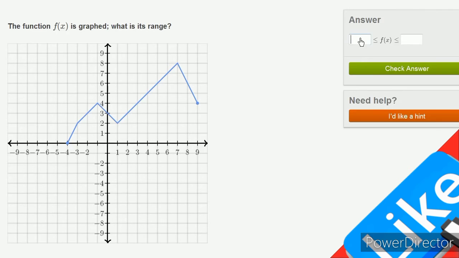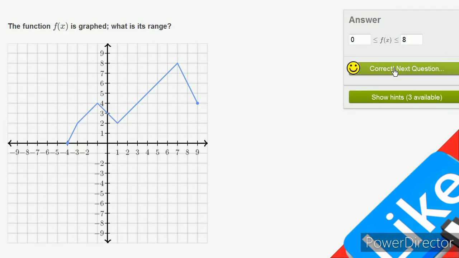So 0 is less than or equal to f of x. It does equal 0 right over here. F of negative 4 is 0. And then the highest y value, or the highest value that f of x obtains in this function definition is 8. F of 7 is 8. It never gets above 8, but it does equal 8 right over here when x is equal to 7. So 0 is less than or equal to f of x, which is less than or equal to 8. So that's its range. Let's do a few more.